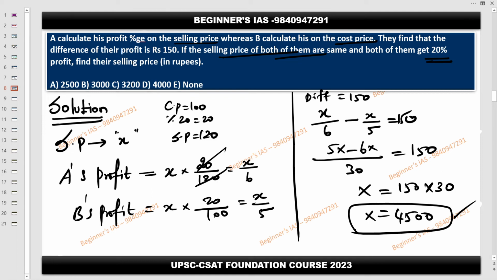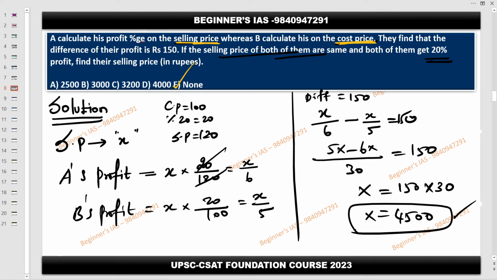Answer is 4500. Sir, here B should be on CP, not SP profit. B should be on the CP. Here, check here. B calculates it on the CP. So why have we taken B's profit as X into 20 into 100? X is SP. Here A's profit is equal to the selling price into this percentage, because he is calculating with respect to the selling price. Understood? Yes, sir.